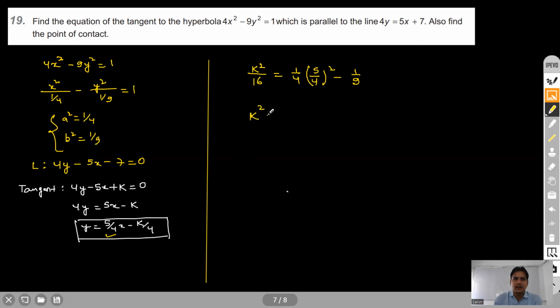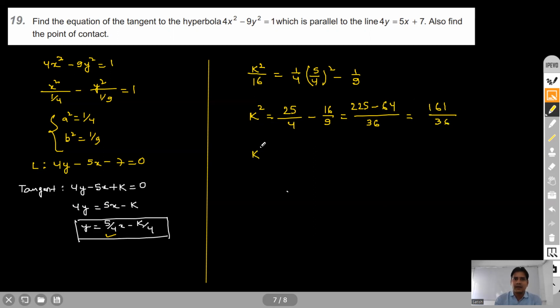So from here, we will have k². I am multiplying by 16 on both sides. So it will be 25/16 times 16, and that 16 will get cancelled out. We will have 25/4 and minus 16/9. You can further take LCM. This will be 36, 9 that is 2 to 5, and 4, so 64. Okay, so minus. 5 minus 4 gives 1, and this we will have 225 minus 64, 161. So 161 by 36.